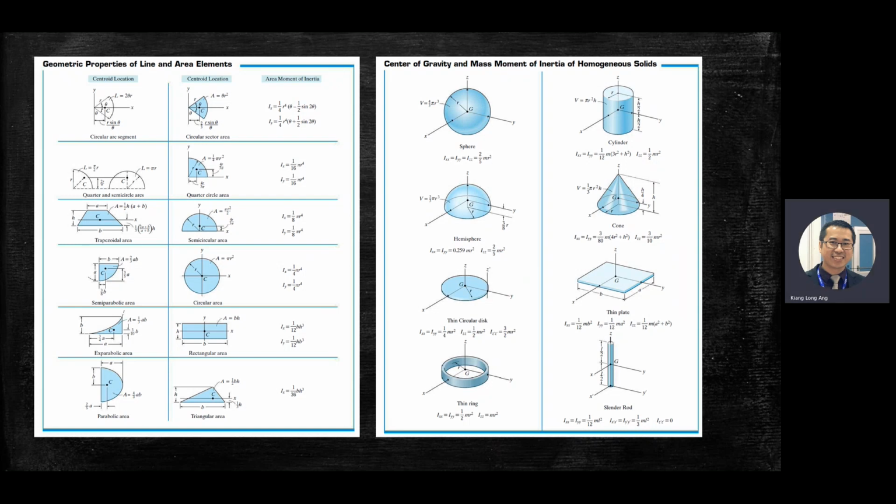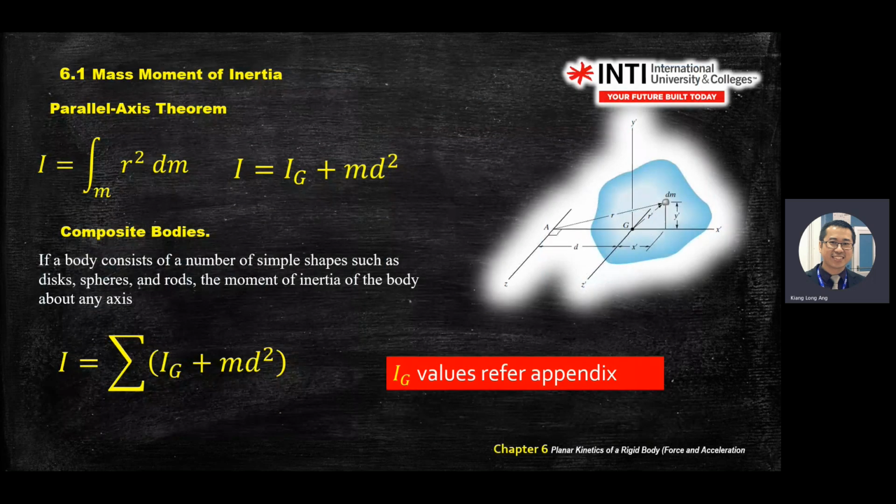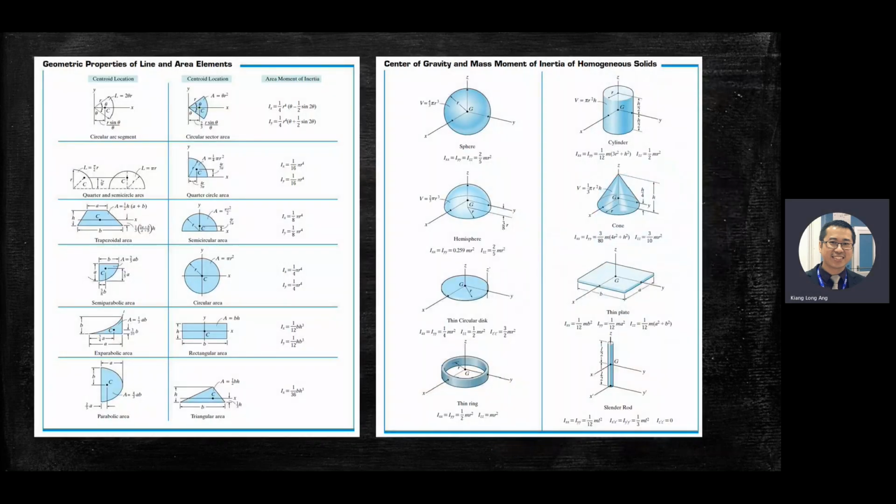So you will have all these simple elements. This is only part of it. If you go to the appendix, you have more shapes of this one.